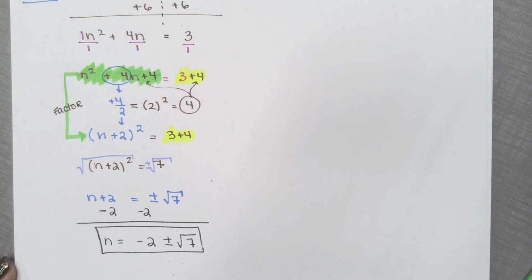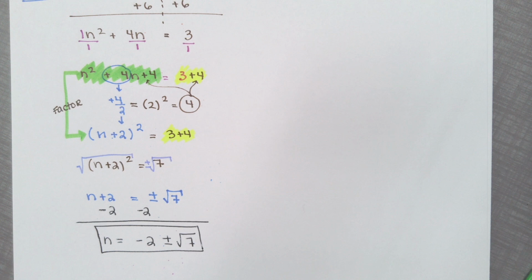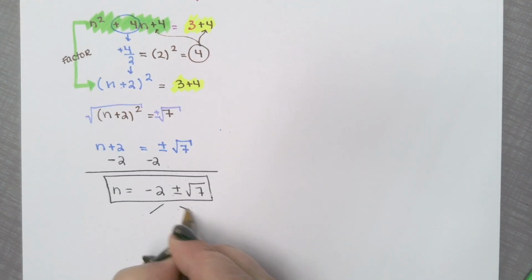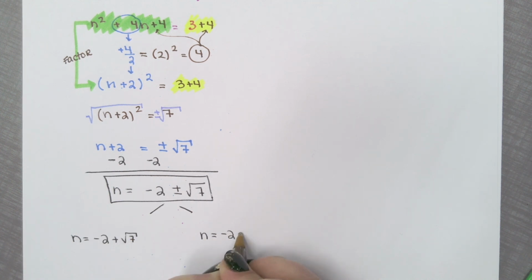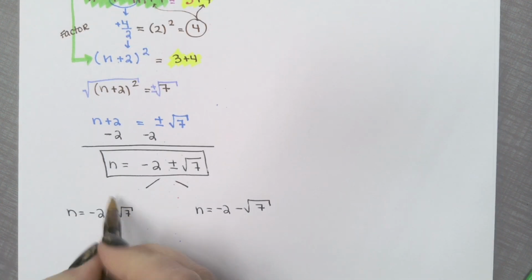Decimals are not allowed, only on iExcel. On the test, you have to give me an exact answer. So if you wanted to split it up, your 2 answers would be n is equal to -2 plus square root of 7, and then n is equal to -2 minus square root of 7. So that is okay if you would wish to split it up, absolutely fine.